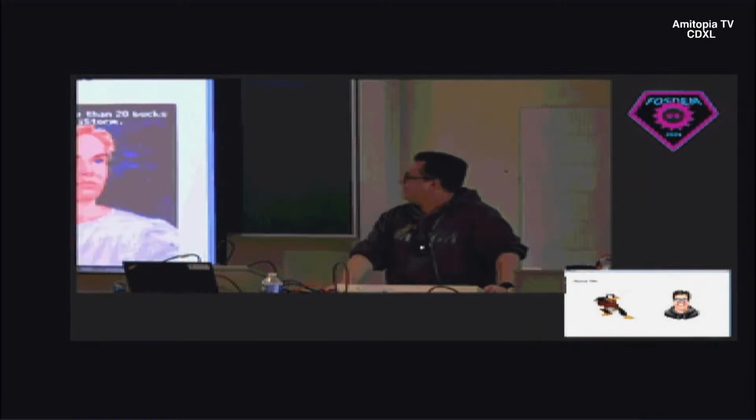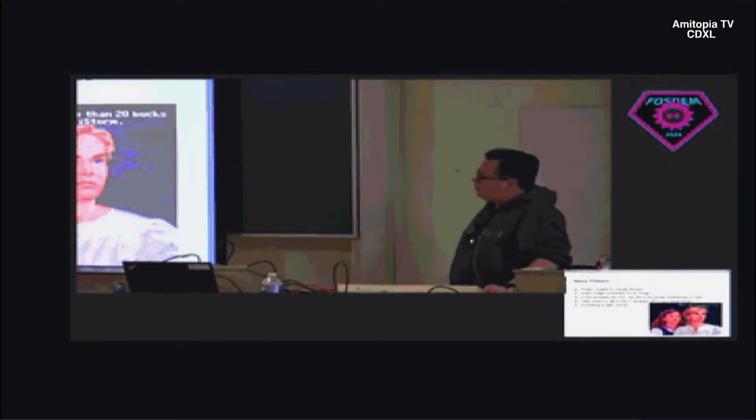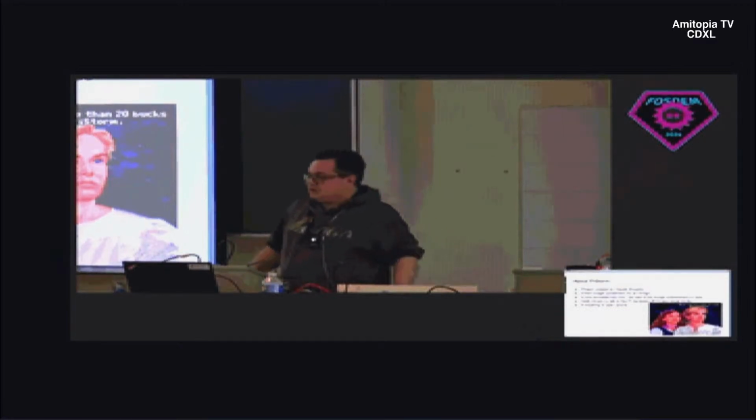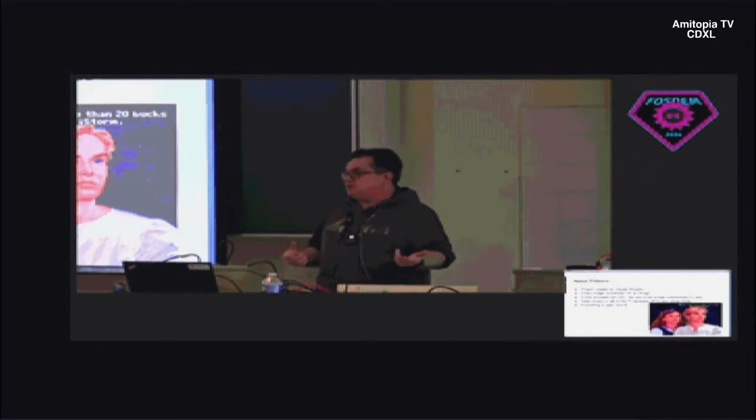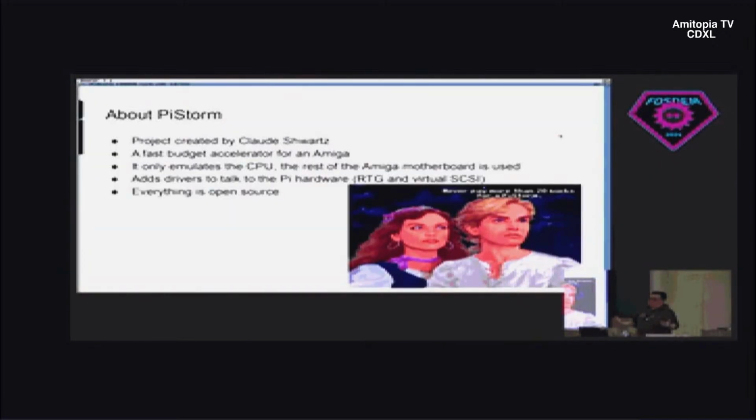So anyway, about PyStorm. It was a project created by a guy called Claude Schwartz. If you've ever tried to use or upgrade a Commodore Amiga today, you need a processor like a 68030 or a 68060. Now, if you want a 68060 with a board and RAM and everything like that, you need to sell a kidney, basically. They are really rare, really expensive nowadays.